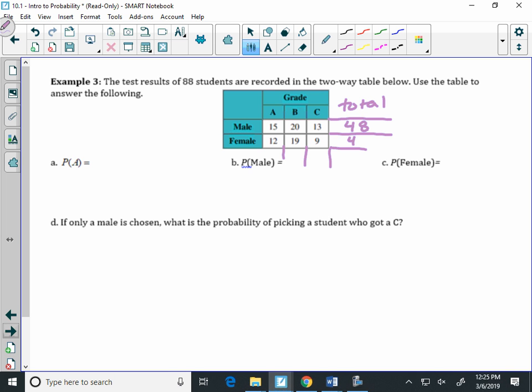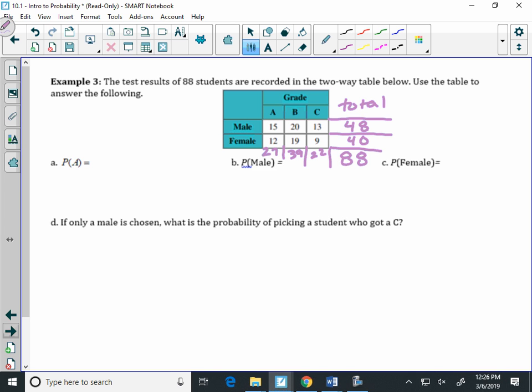40. Okay? To get the total amount of people who got an A, you do 15 plus 12, which is 27. For B, same thing. How many people got a B? And then how many people got a C? Okay. To get the total overall amount, how many students did they survey? In the directions, how many students did they survey? 88. So that's what's going to go in the bottom.